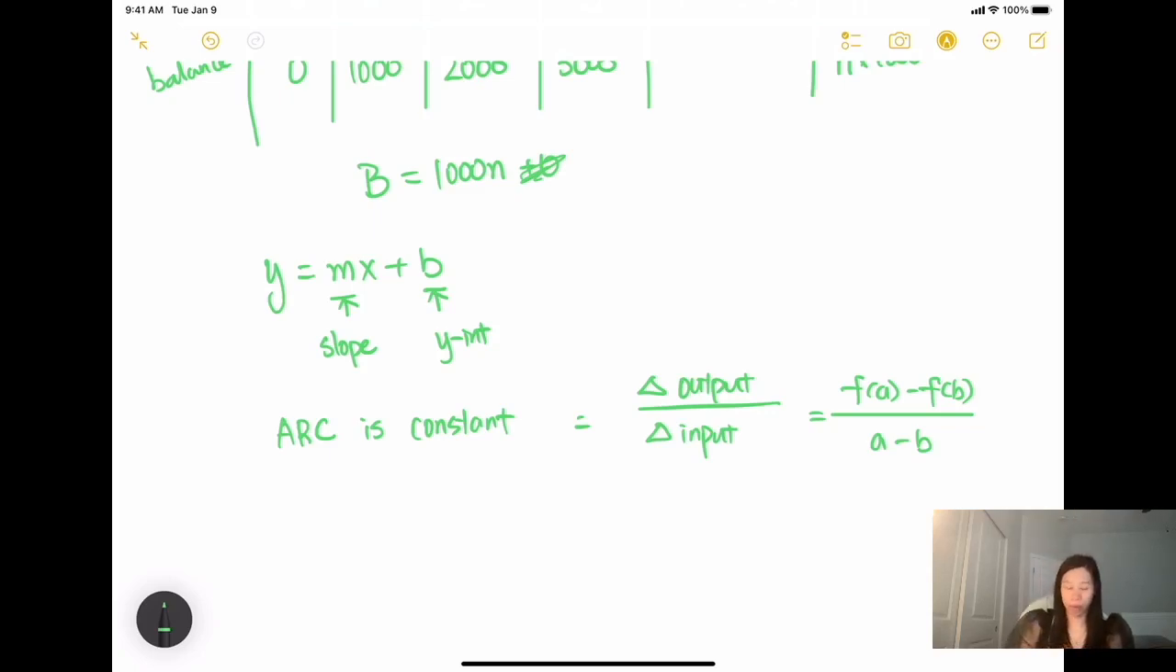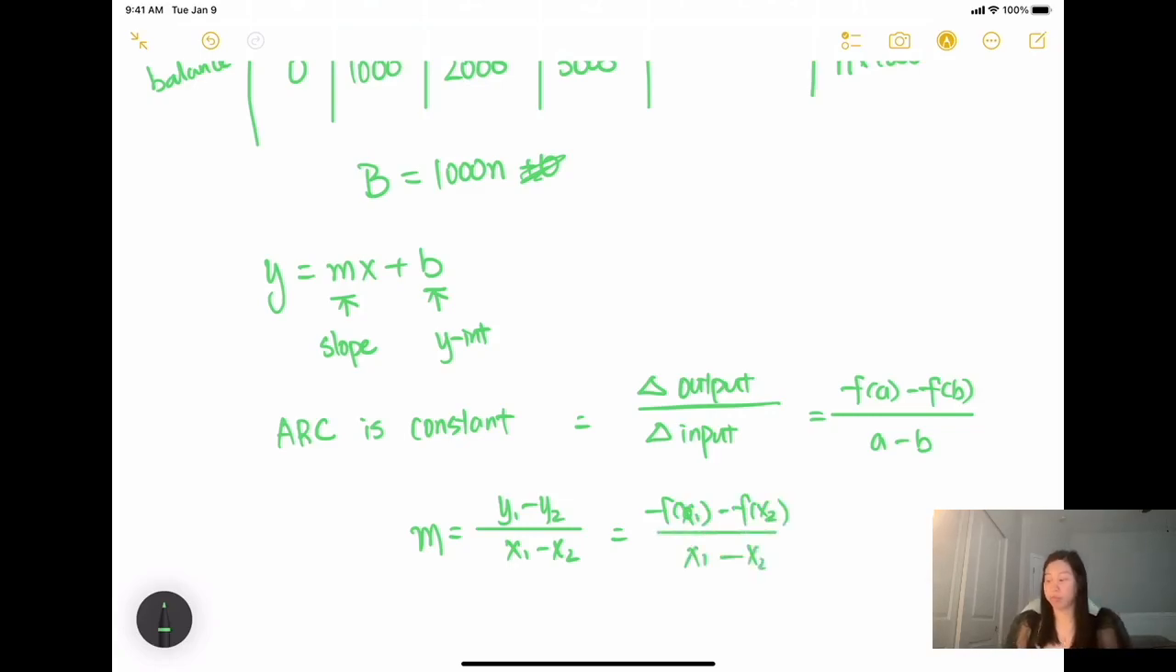Usually, you're more familiar with m = (y1 - y2) / (x1 - x2). This is how you write it in high school. But since we're now at college level, try to get used to function notation, which is (f(x1) - f(x2)) / (x1 - x2).